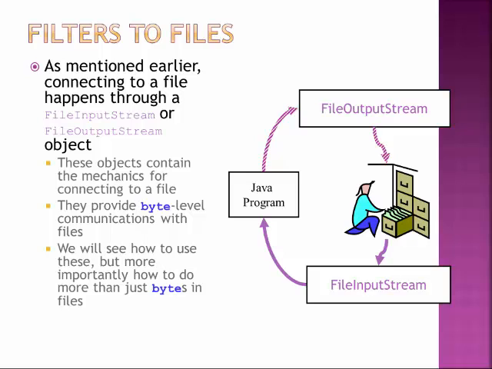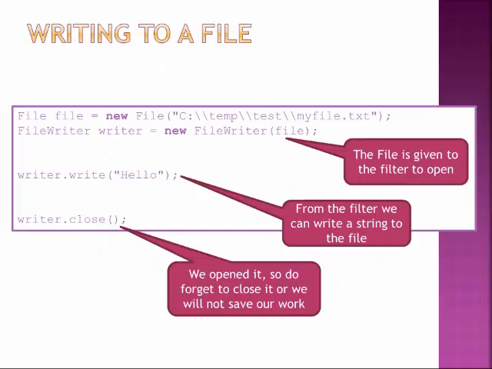The file input stream, the file output stream talks to files. It talks to files at a very low level. And so what we do is we use something a little higher level to make it work a little bit better. So when I want to write to a file, I start off with my file object. It's not even required. You can actually build this along the way, but it's nice since we talked about the file object, and we hand that file object to a file writer.